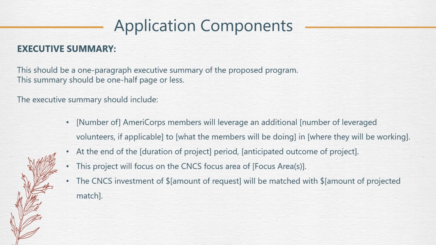So the focus areas for CNCS, which is the Corporation for National and Community Service, there are 7 focus areas. We like those projects to be in one of those 7 focus areas in order for this to be viable for AmeriCorps. So you just want to make sure that this application is in one of those focus areas. And then the CNCS investment of money is the amount of requested funding from ServeWyoming for these AmeriCorps funds and how that will be matched. Please keep in mind that match can be cash or in kind.